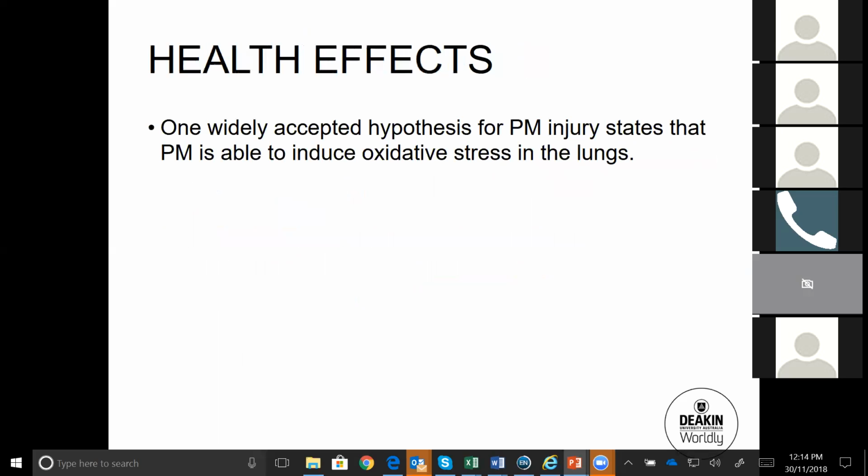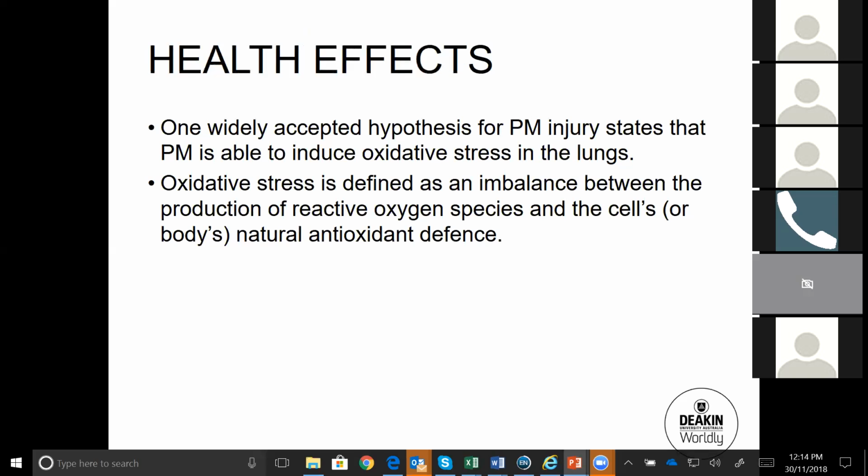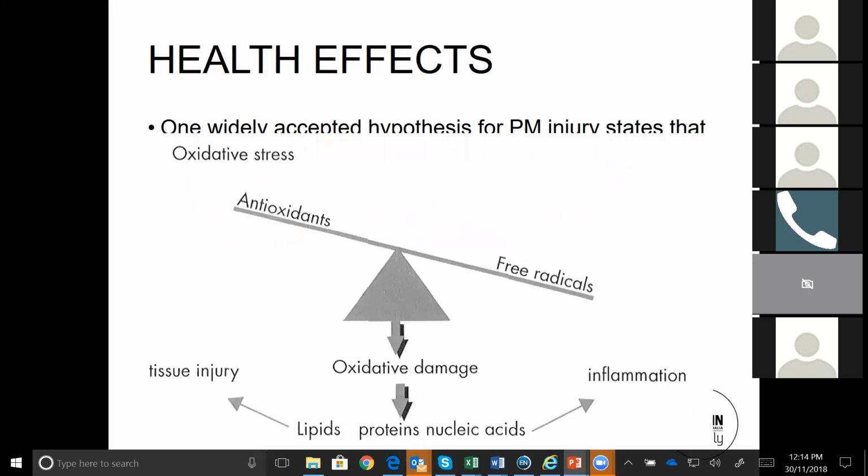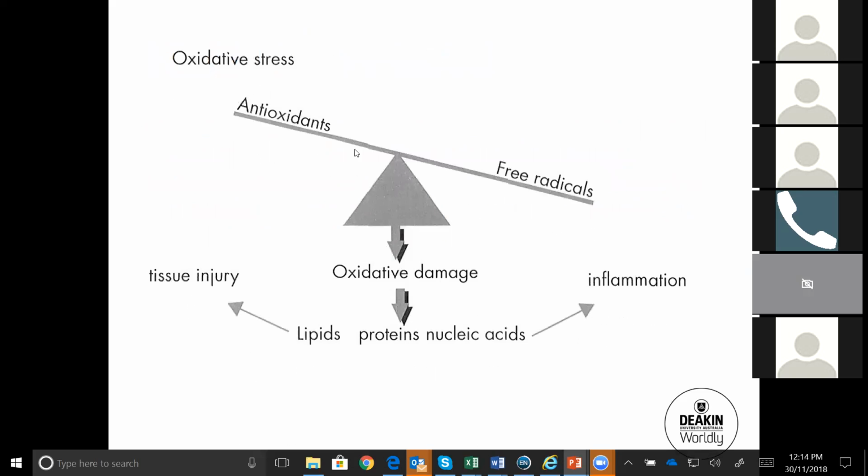One widely accepted hypothesis for PM injury states that PM is able to induce oxidative stress in lungs. Now, oxidative stress is defined as an imbalance between the production of reactive oxygen species and the cells' or our natural antioxidant defense. So this is that balance. As you can see, we have free radicals in our body. They are necessary for the functioning. And also we have antioxidants that are controlling the balance of free radicals' action.